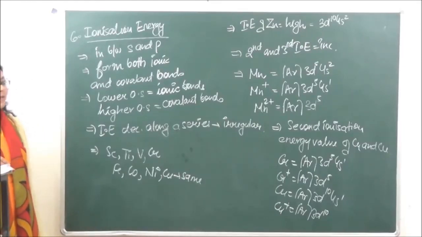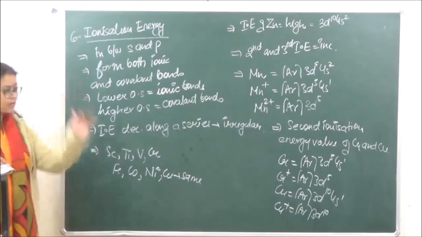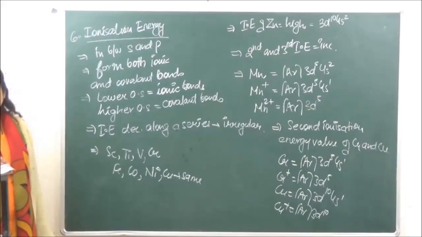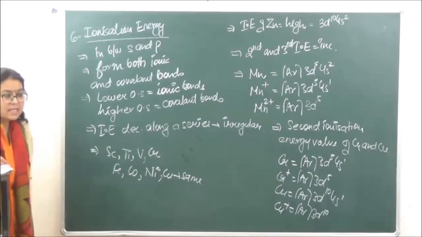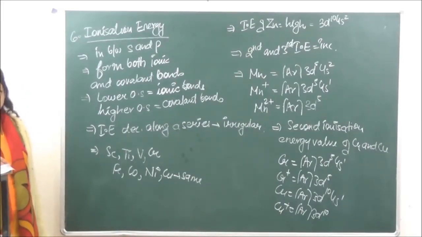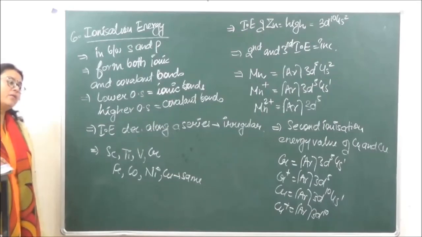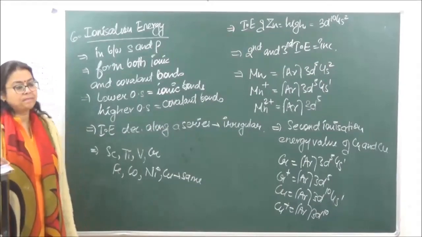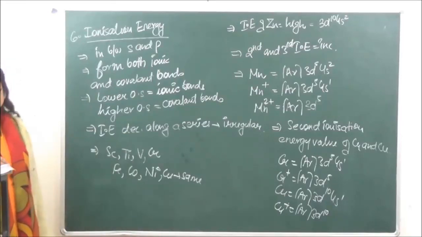Now when we are moving in vertical columns, which means we are going down the series from 3d to 4d to 5d, the ionization energy increases from the first member to the second member in most of the cases, and the third member has a higher value. Again, the reason behind that is lanthanoid contraction. The sizes become the same.